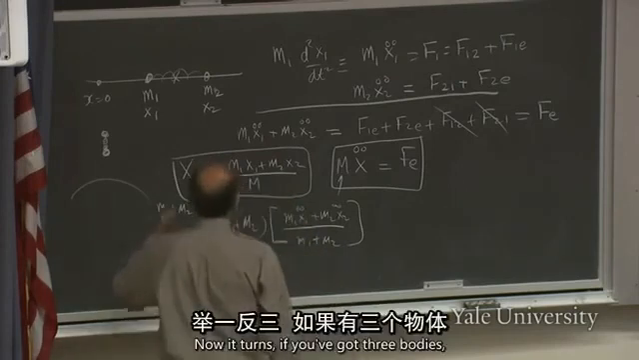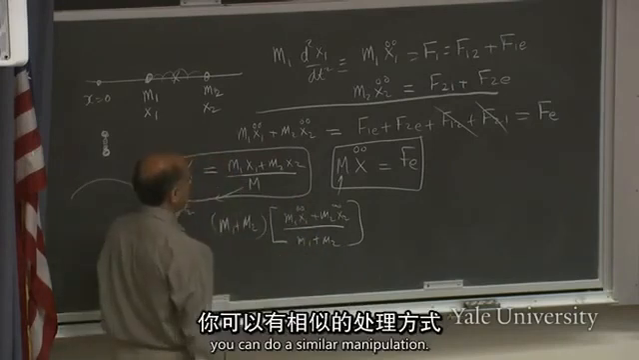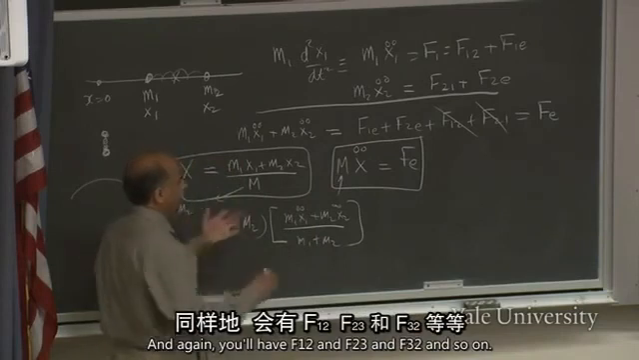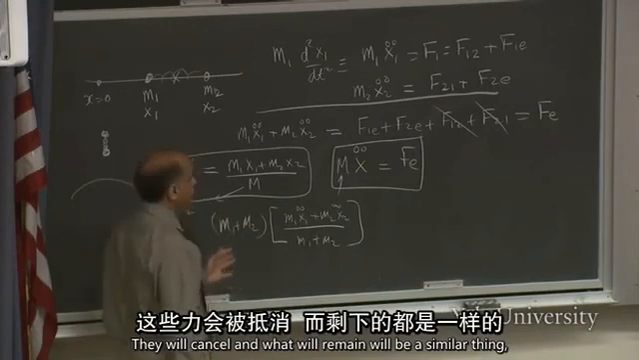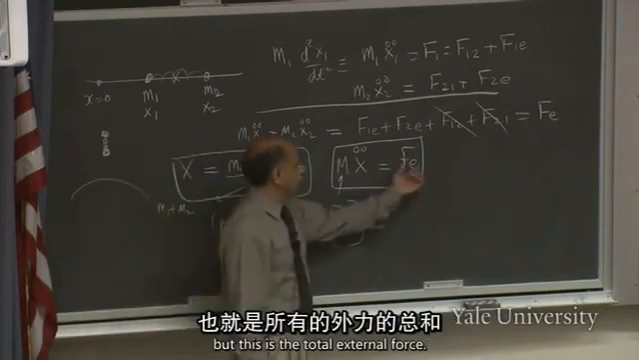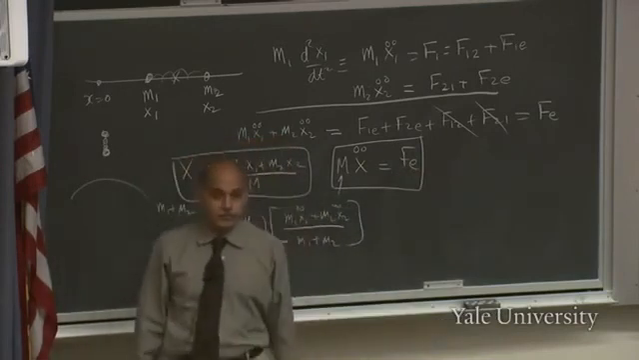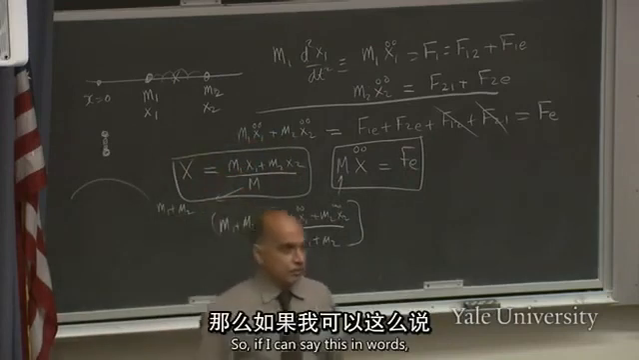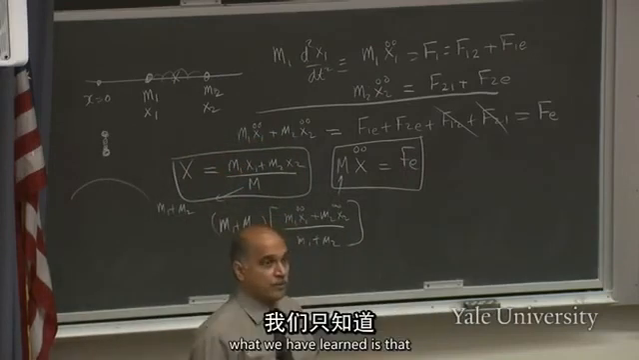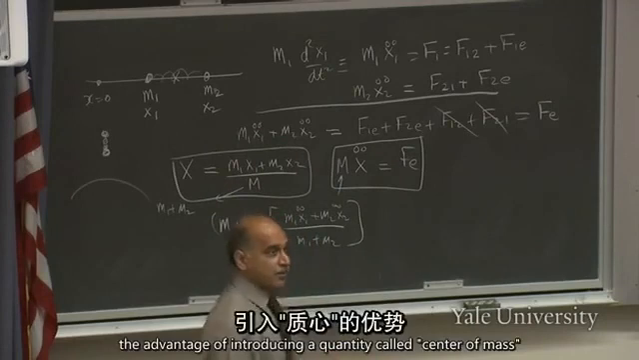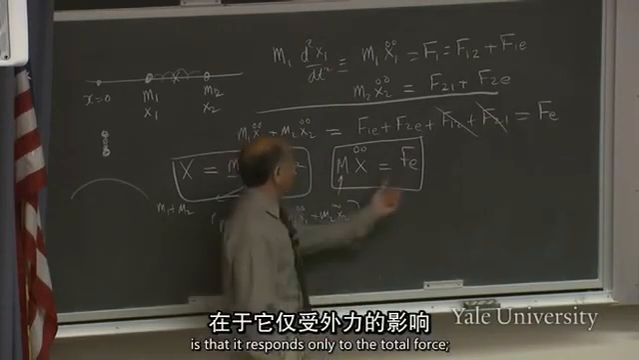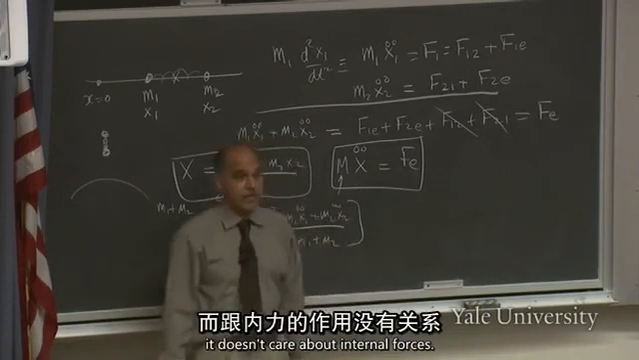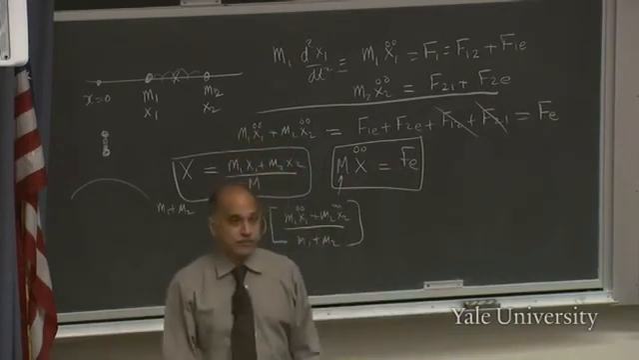Now, if you've got three bodies, you can do a similar manipulation. And again, you will have F12 and F23 and F32 and so on. They will all cancel. And what will remain will be a similar thing, where this is the total external force. So, if I can say this in words, what we have learned is that the advantage of introducing a quantity called center of mass is that it responds only to the total force and doesn't care about internal forces.